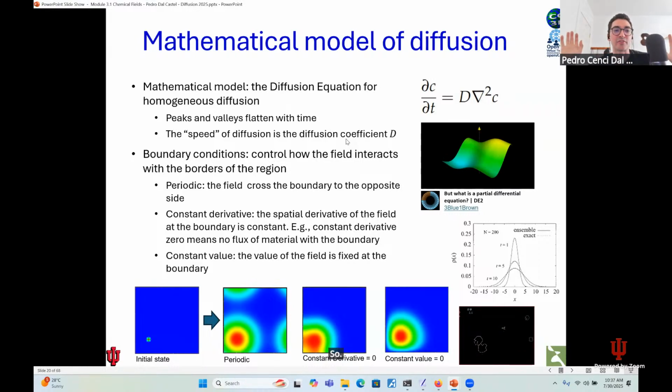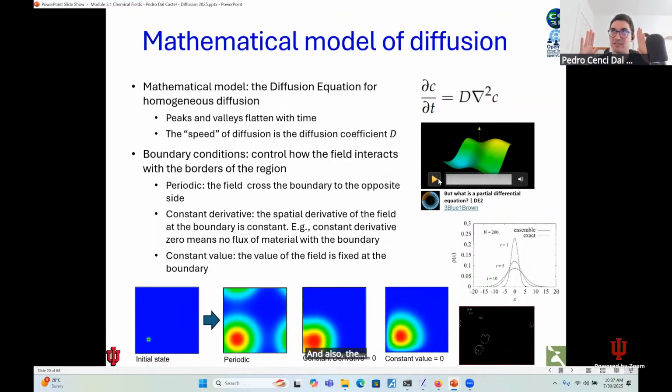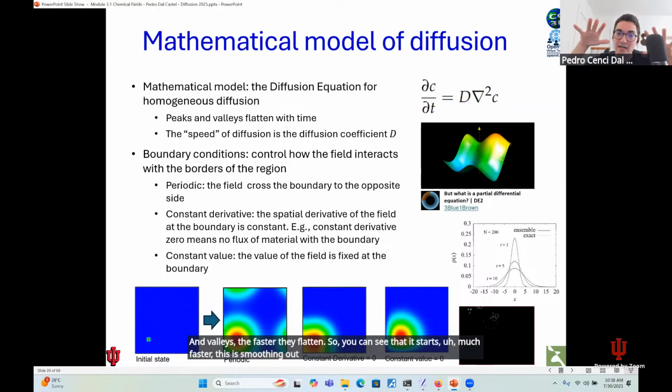So the main behavior here is that peaks and valleys flatten with time, and the speed at which diffusion happens is proportional to the diffusion coefficient D, which is multiplying this Laplacian here. And also, the sharper these peaks and valleys, the faster they flatten. So you can see that it starts much faster, this smoothing out, and then as it gets smoother and smoother, diffusion is lower and slower.